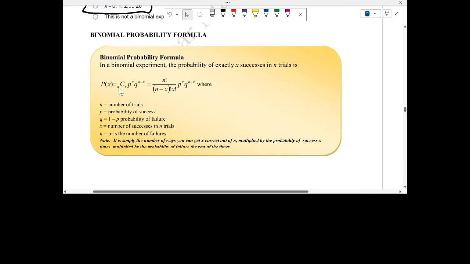So we're going to have the number of trials. We're going to choose how many are successful. Then we're going to take our probability of success and raise it to the power of X. My probability of failure is going to be raised to the power n minus X, okay?